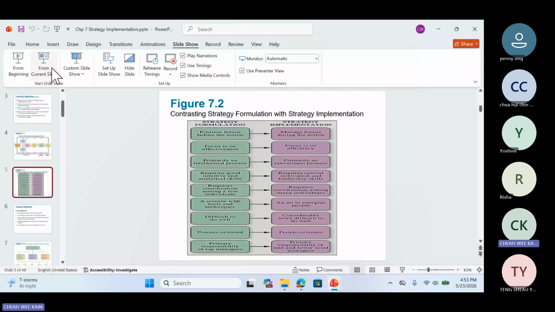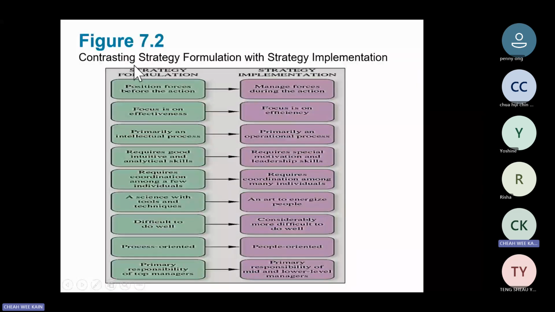From current slides, contrasting strategy formulation with strategy implementation. So you can read yourself, okay? Position forces before the actual risk, and then strategy implementation. Most of these things that I'm going to share with you onwards are basic. You can read by yourself, and you will have nearly the same thing when you go for another course, maybe under HR management, they will teach you this way of implementation, or if you go for an accounting course, they also will teach you this kind of thing. So I won't spend a lot of time on this.